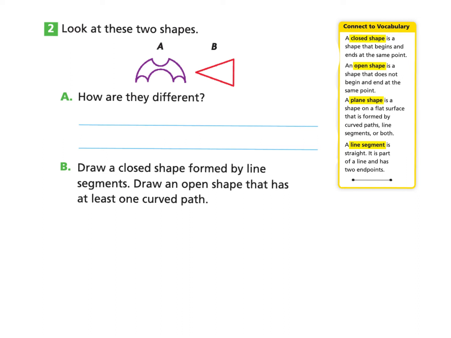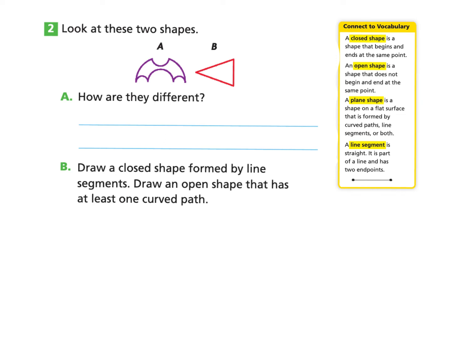Part A asks, how are they different? If you'd like to pause and try this part on your own, you can do so, or you can follow along with me. So I'm noticing that these are both closed shapes because they start and end at the same place. But there is something different about them.